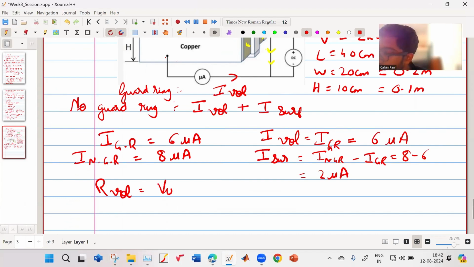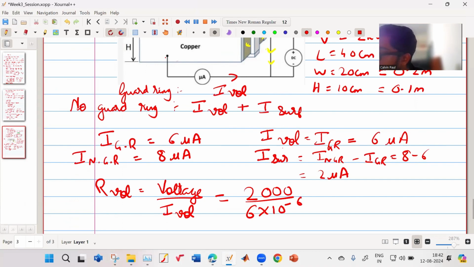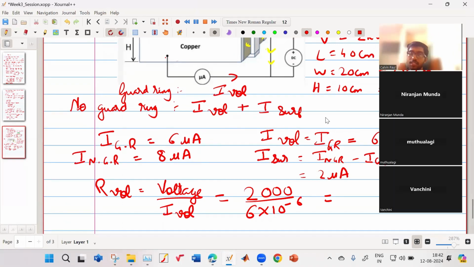It is the voltage which is applied divided by the volumetric current which is flowing. And how much is that? The voltage which I applied is 2000 volt. And the volumetric current which is flowing is 6 microamperes. So 6 into 10 to the power minus 6. So how much is this? Can anyone tell me? Calculate and tell. You can put it in the chat also.